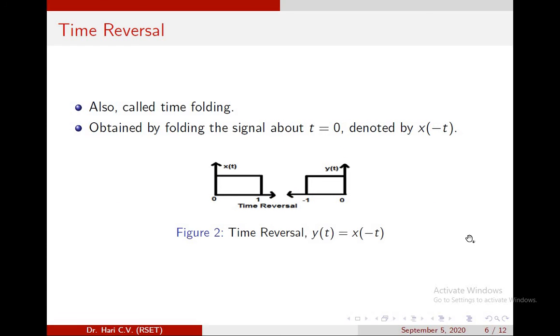The time reversal operation is also called time folding. This is obtained by folding the signal about t equal to 0, denoted by x of minus t. You can see that this is x of t. The time reversed signal y of t that is equal to x of minus t is also shown in the figure.